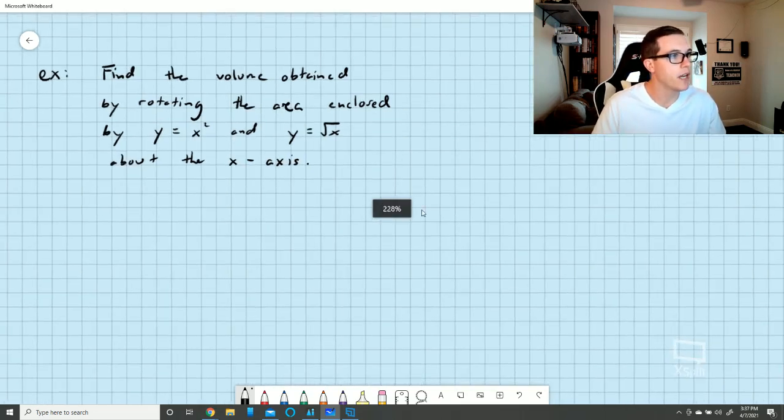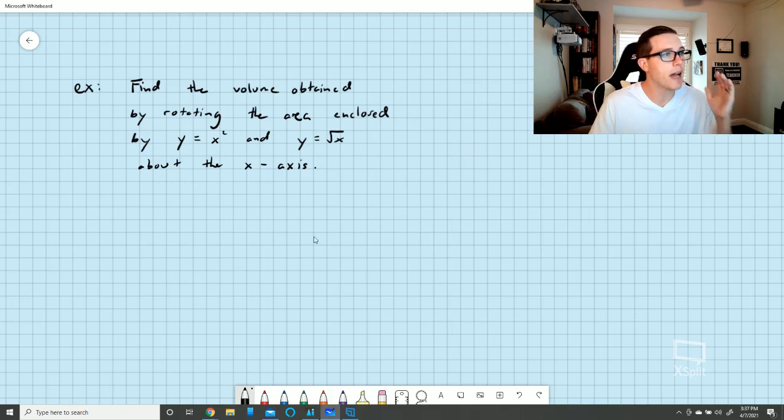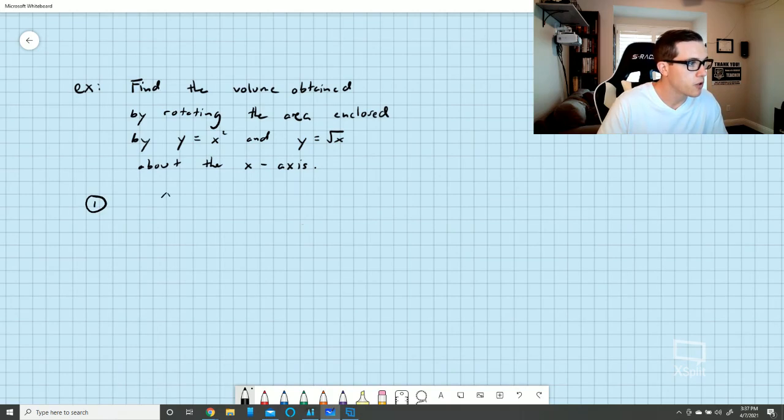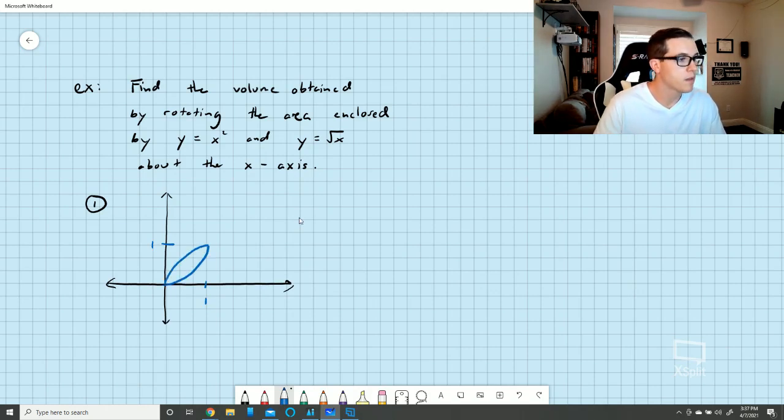All right, so we have our setup: volume obtained, we're rotating this area. I didn't give you a start and a stop, which means you're going to have to find it yourself by finding the intersection points. So step one, let's graph it, and let's find the intersection points, or the bounds. Here's y equals x squared. Here's y equals root x. Where do they intersect? At 1, 1. So the bounds are from 0 to 1.